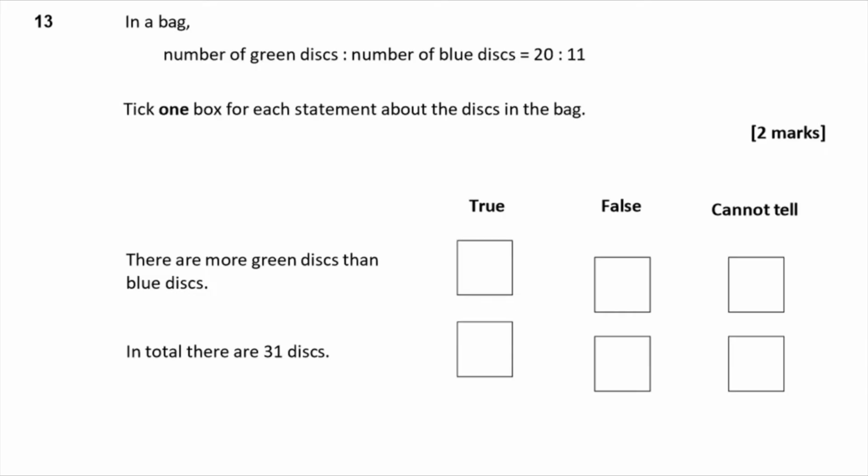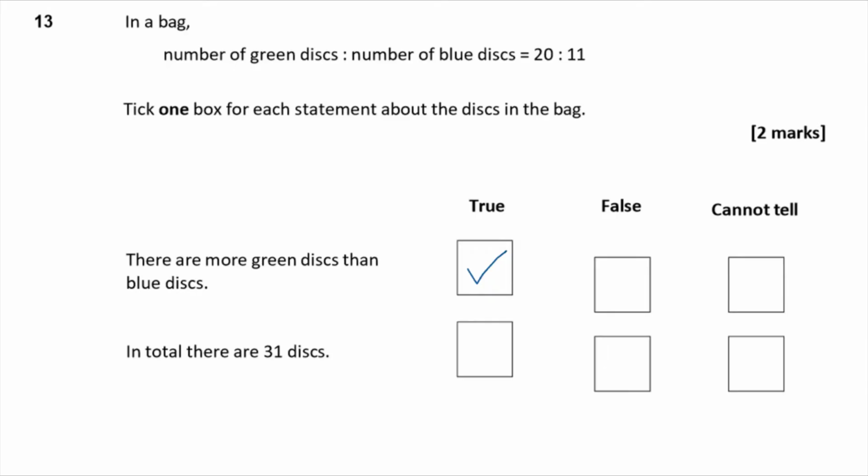Well, I know that the ratio of green disc to blue disc is 20 to 11. So I can definitely tell there are going to be more green discs, because for every 20 green discs, there are only 11 blue ones. So if I scaled up that ratio, I'm still going to always have more green discs. Can I say that in total there are 31 discs?